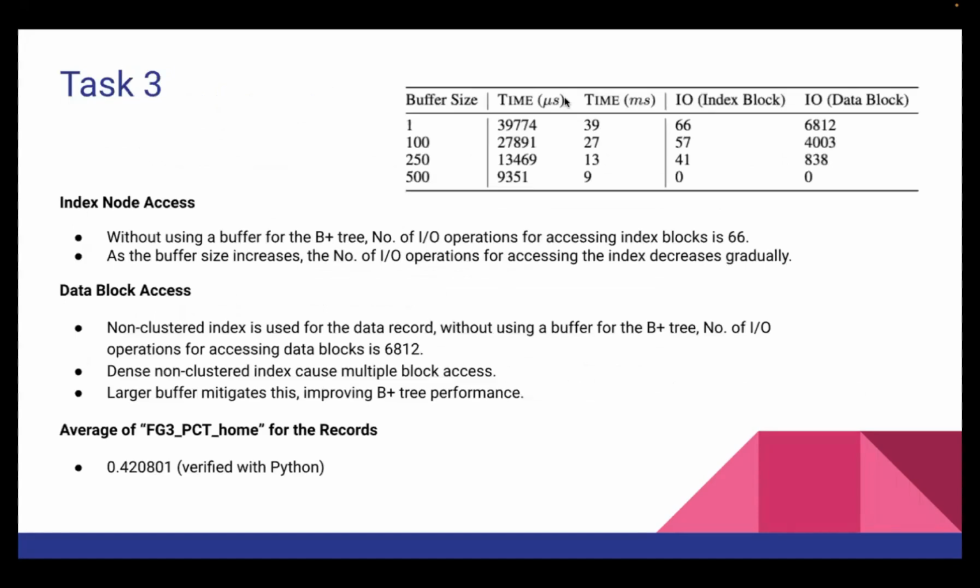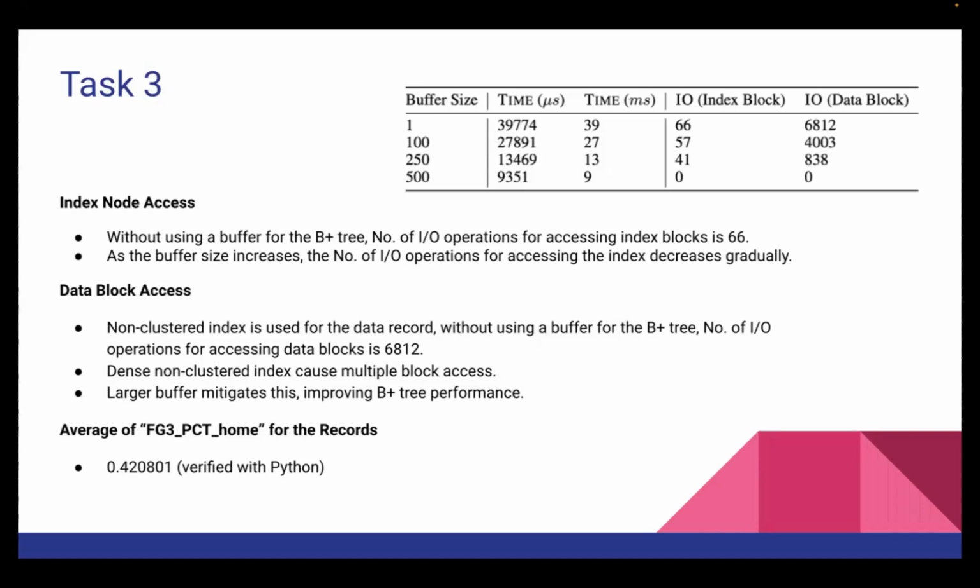We will now present the statistics required for task 3. The results were obtained by running the system with different buffer sizes, and the outcomes are summarized in the table. Without using a buffer, the number of I/O operations for accessing index blocks is 66. When using the buffer, as the buffer size increases, the number of I/O operations for accessing the index decreases gradually, as portions of the index are stored in the buffer during the building phases.